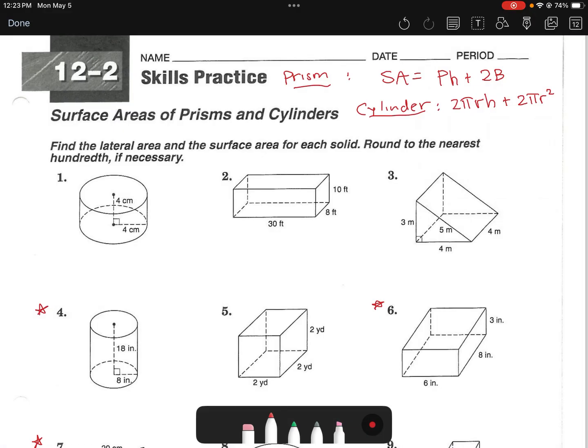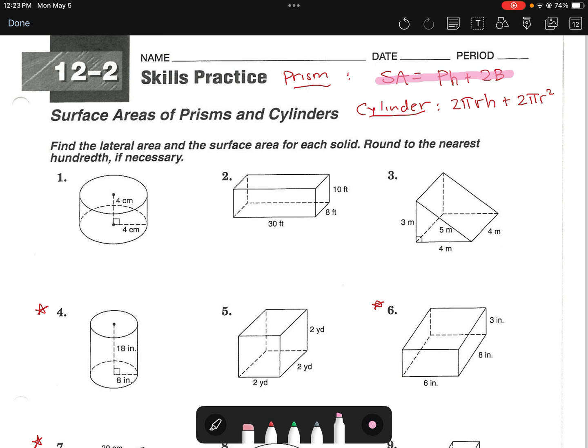This is section 12.2. We're going to look at the skills practice. We're going to find surface area of prisms and cylinders. And we have a formula. Surface area for a prism would look like this. That capital P is perimeter of the base. The H is the height of the figure.